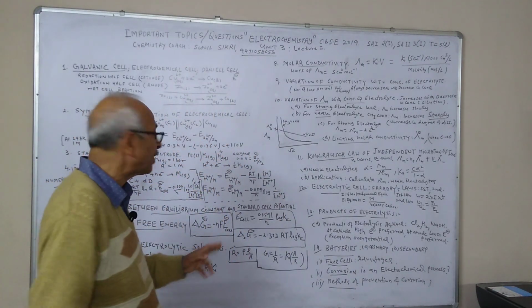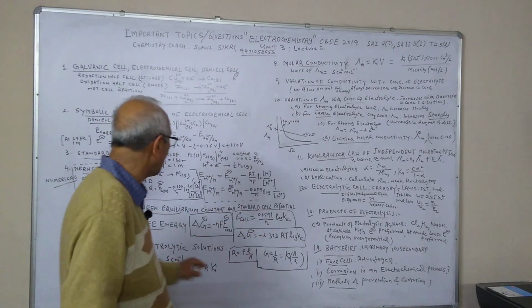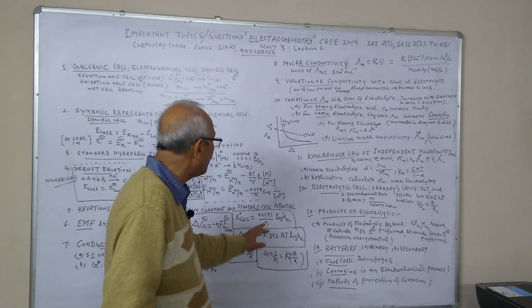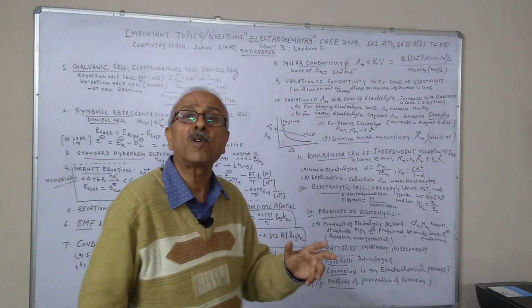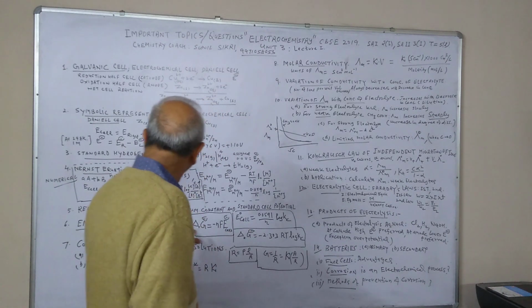What is the relationship between equilibrium constant and standard cell potential? As you can see, E naught cell is equal to minus 0.059 by n log of Kc. From here we can find the values of equilibrium constants, which are otherwise difficult to obtain. So this is a very good application.